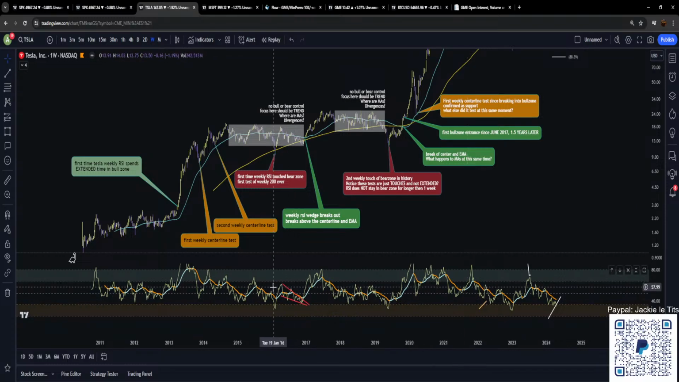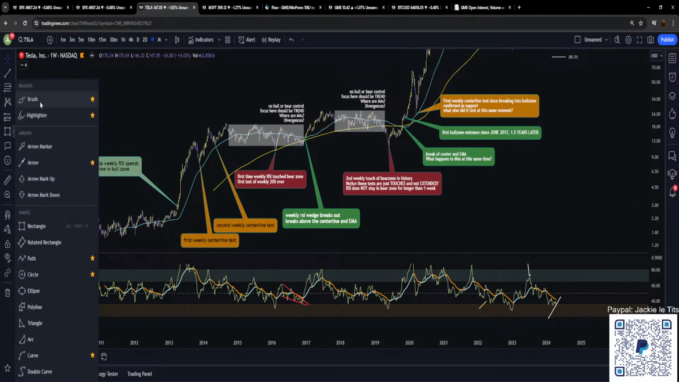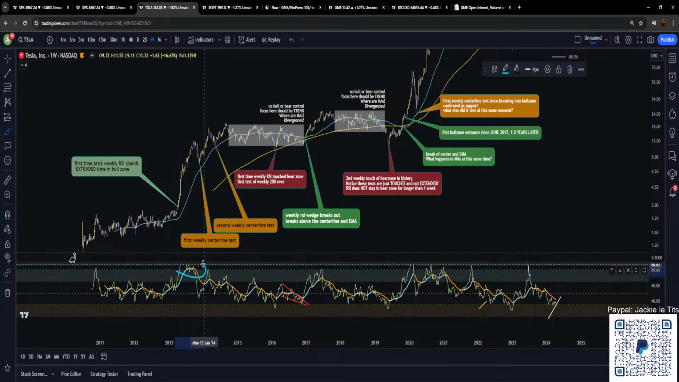And everything that you guys can see here on the RSI, right? This is the weekly, so this is a much, much, much broader view. Now, guys, tell me, this is very simple, right? Very simple. The weekly RSI spent all of this time in the bull zone, right?